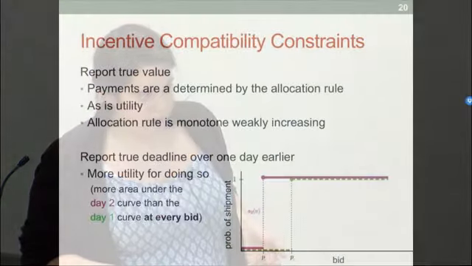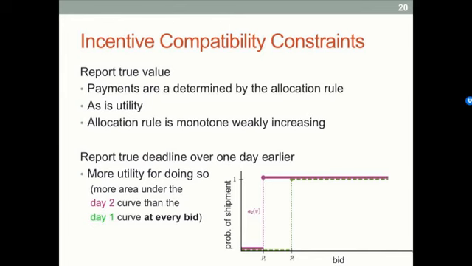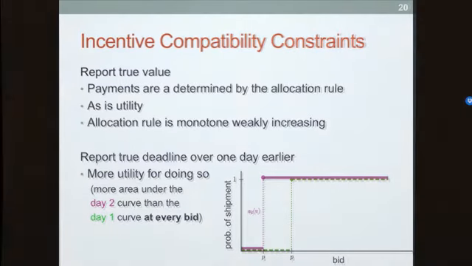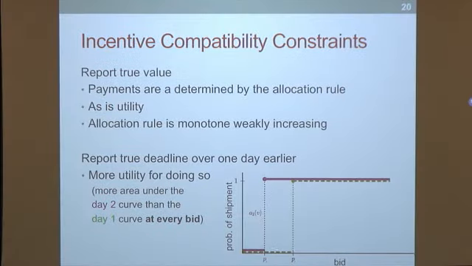Okay, so just an example of that is here we have a price of P1 on day 1, the green curve, and P2, which is lower on day 2, and here there is clearly more area under the pink curve at every point than under the green curve. So this is okay by our incentive compatibility constraint, right?